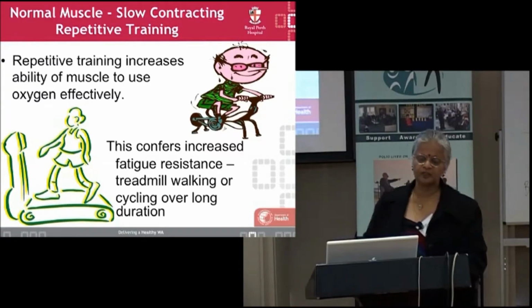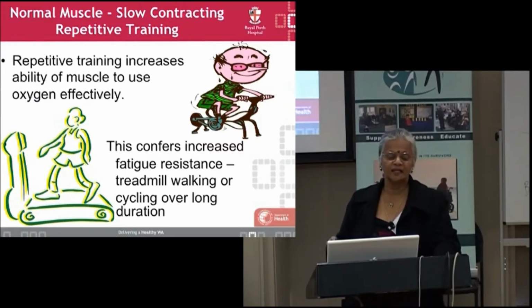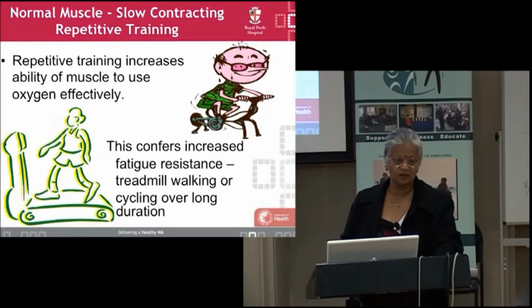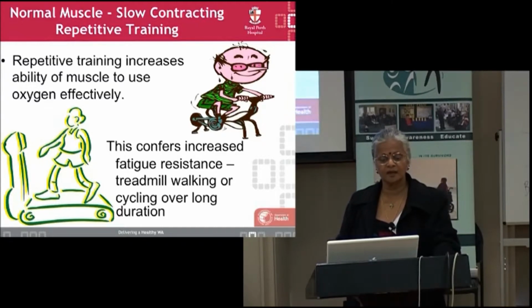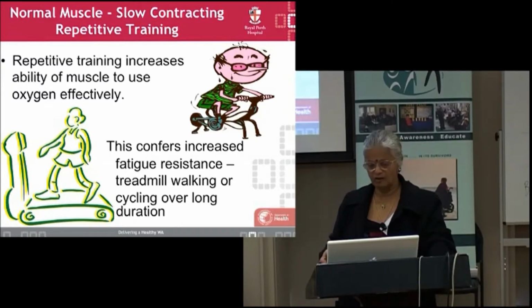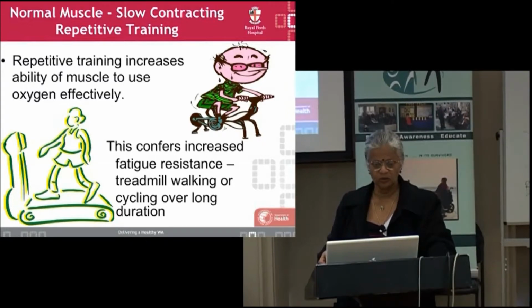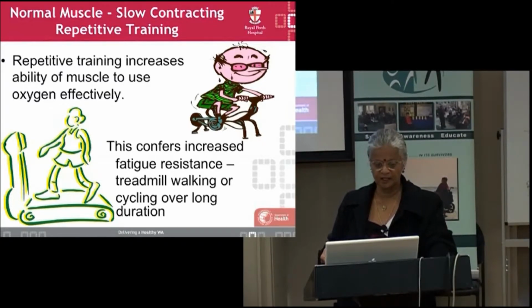slow contracting repetitive training. Repetitive training increases the ability of the muscles to use oxygen effectively. So I've got to do something again and again and again. This confers increased fatigue resistance, for example, treadmill walking, cycling over long duration. You can walk, but that's also loading your joints. So these are a little bit more non-weight bearing, but nevertheless, you have to do it for long enough to get the energy.